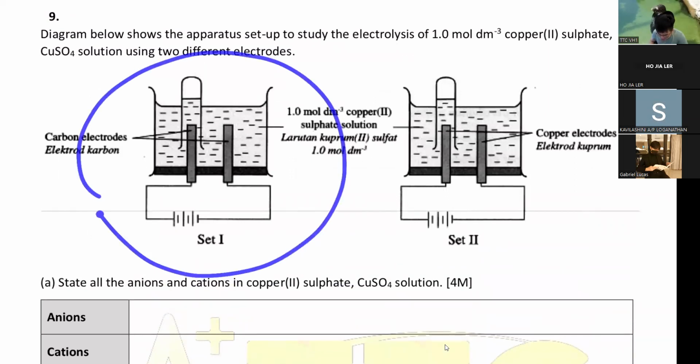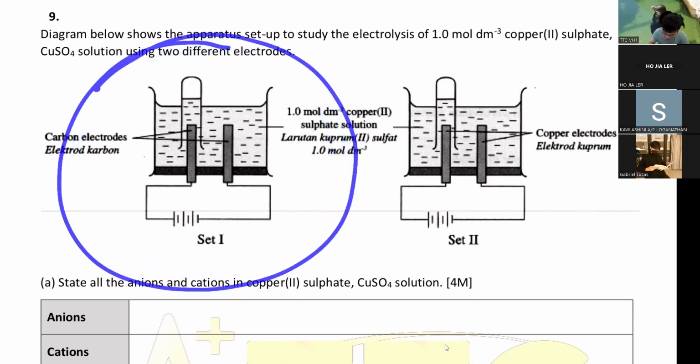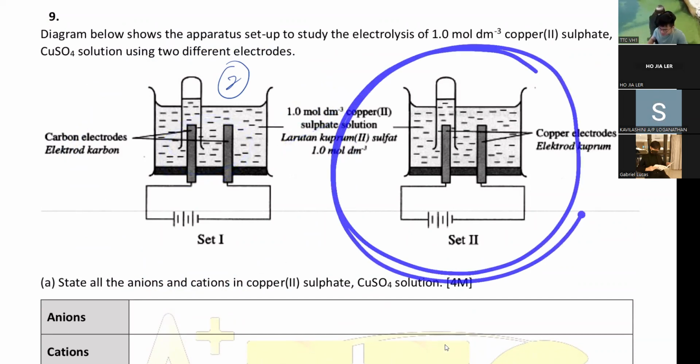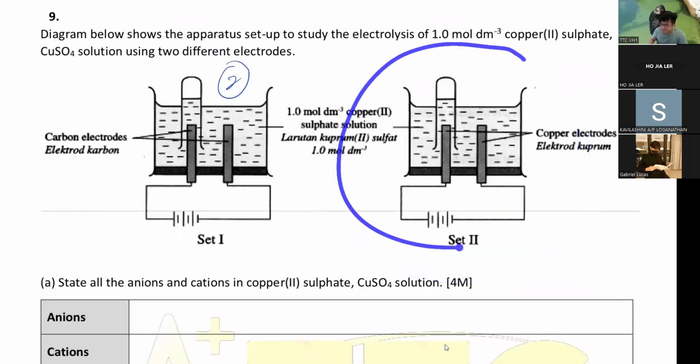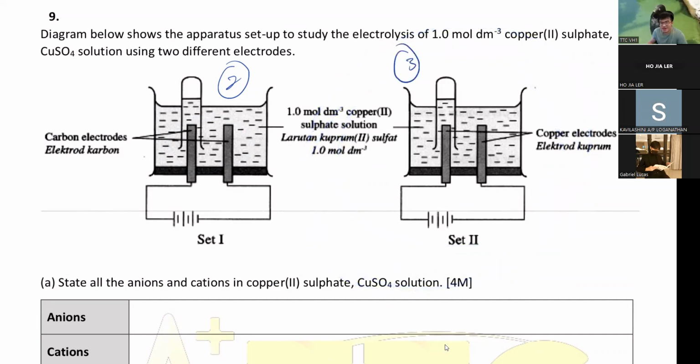Set 1 here, what situation is this? 2. Good. Kavi, how do you know? Yes, concentration, and it's a carbon rod. What about set 2? What situation is this? 3. How do you know it's set 3? Because it's copper. Okay, I already gave you the tip here.